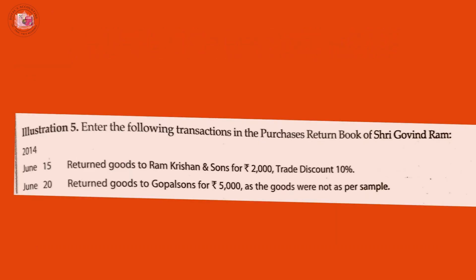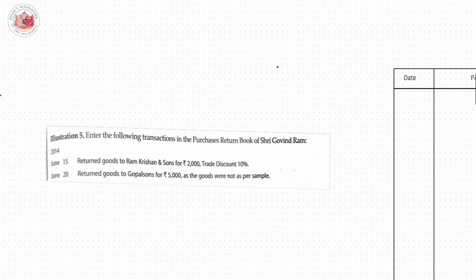Let's do this problem to better understand how to make the purchase return book and post it accordingly in the ledgers. As you can see here, enter the following transactions in the purchase return book of Sri Govind Ram. 2014 June 15th, we have returned goods to Ram Kishan and Sons for 2000 rupees with a trade discount of 10%, and we have returned goods for 5000 that were not as per the sample.